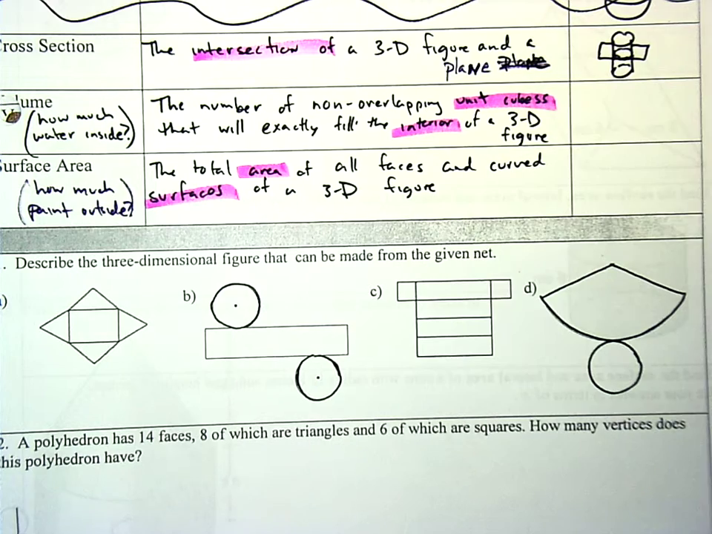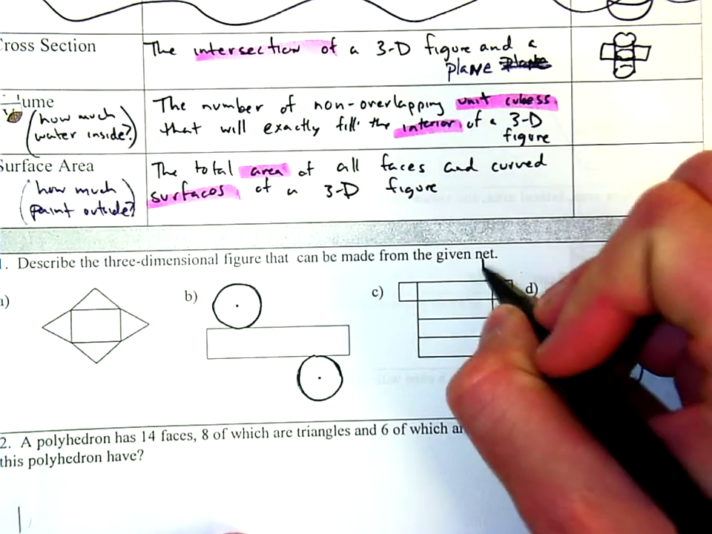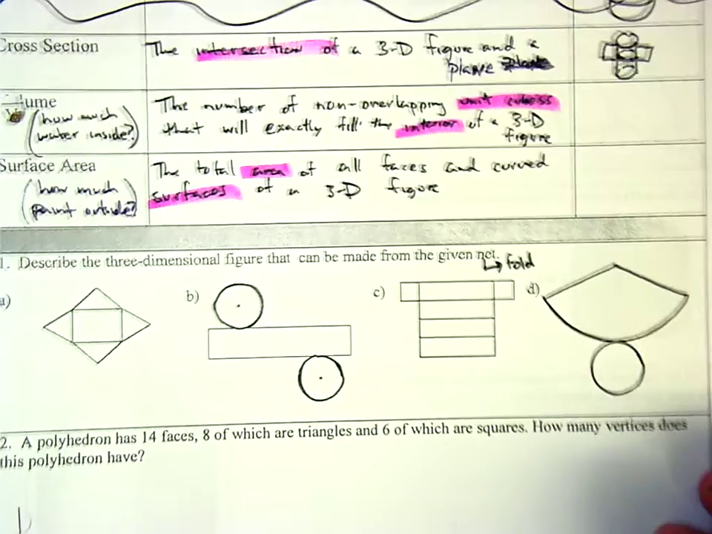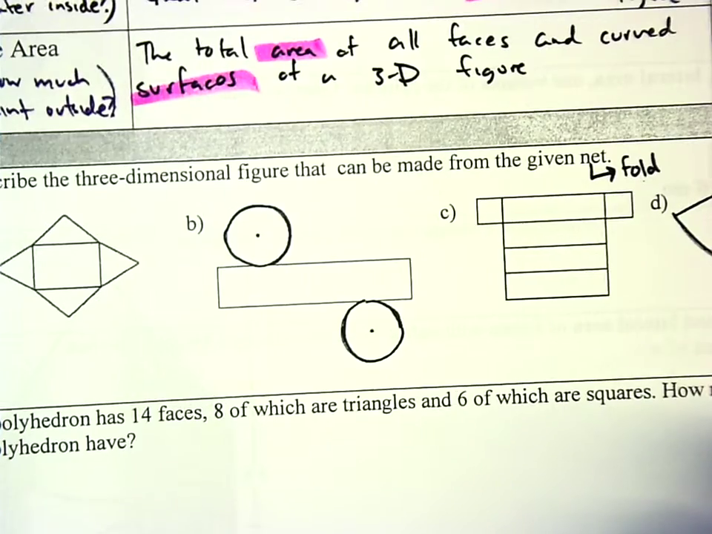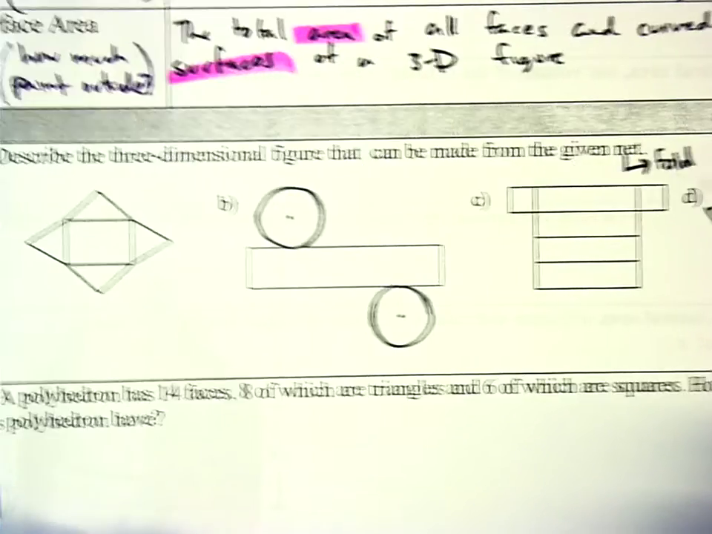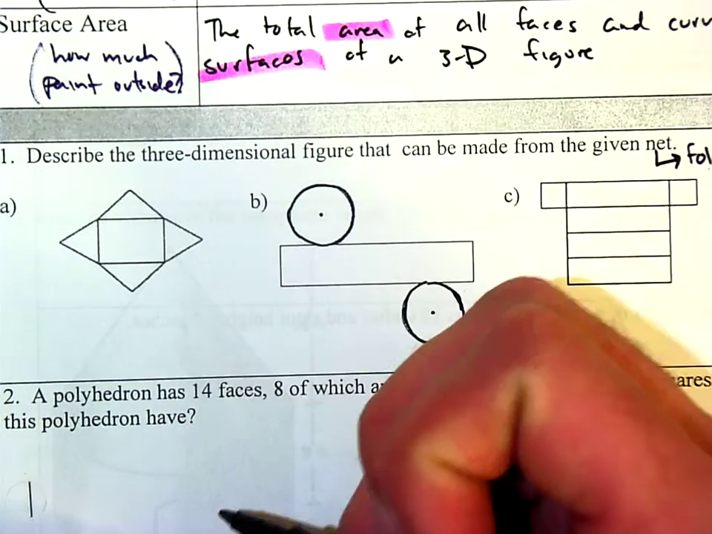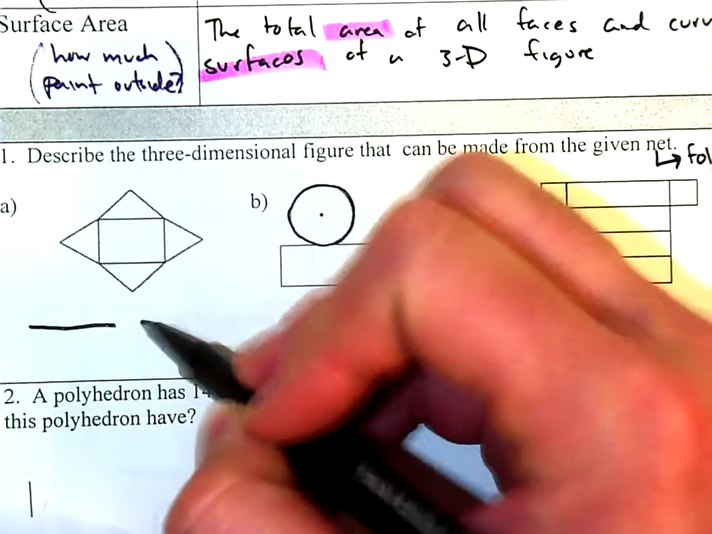but just to review, when we are describing or naming a figure that can be derived from a net, remember that a net is a thing we're going to fold. So this is like a piece of paper that we're going to fold up and say, okay, what shape or what solid do I get? So over here on problem 1A, we're going to break this down into 2 pieces.